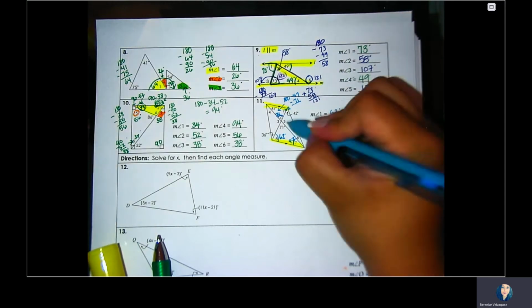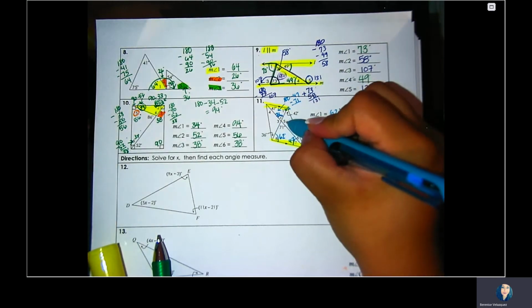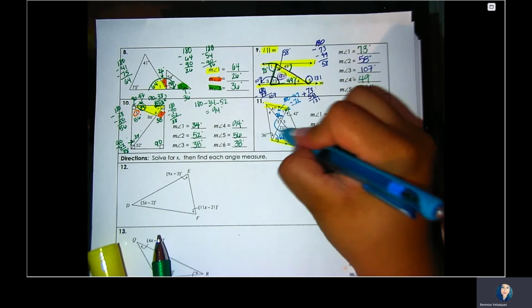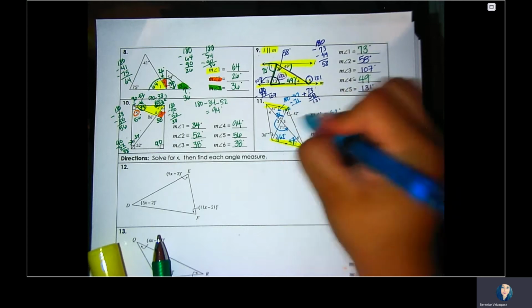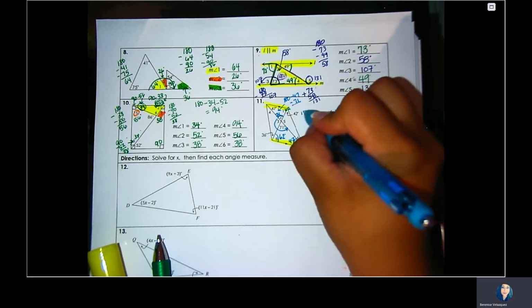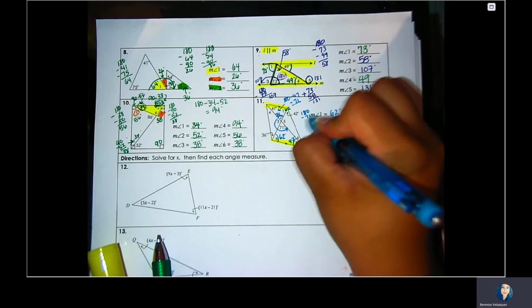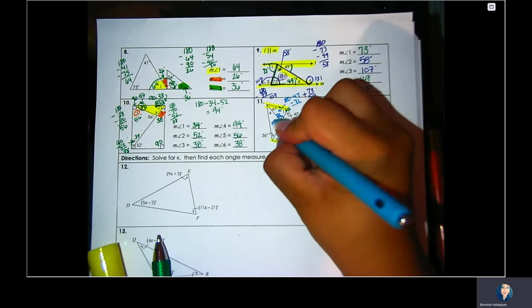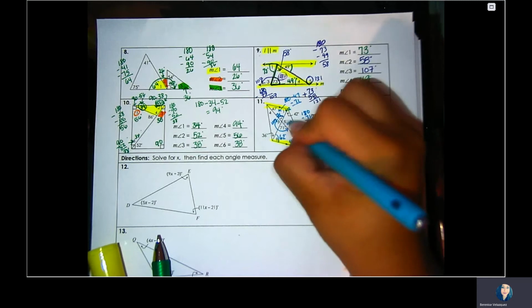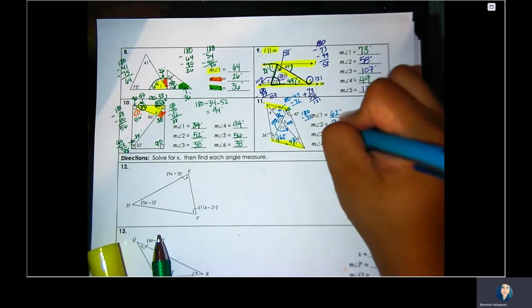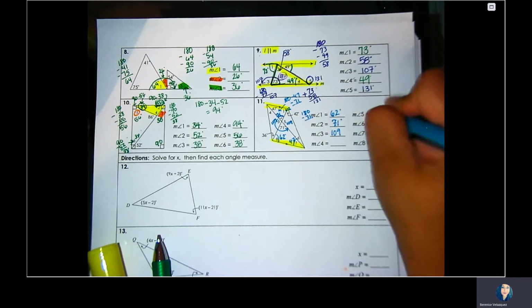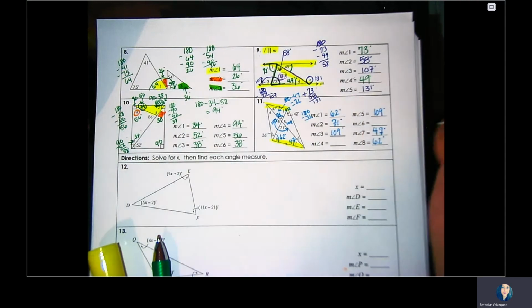Okay, once I find 3, I can find 5 because they're the same. Now remember, this is a straight line, so to find angle 3, all you have to do is 180 minus 71. 180 minus 71 is going to give you 109. They're across from each other, so not only is 3 109, so is 5. And all you have to do now is find 4 and 6.